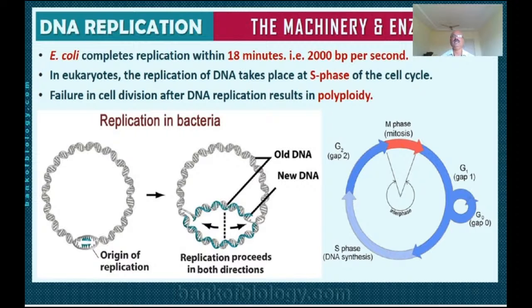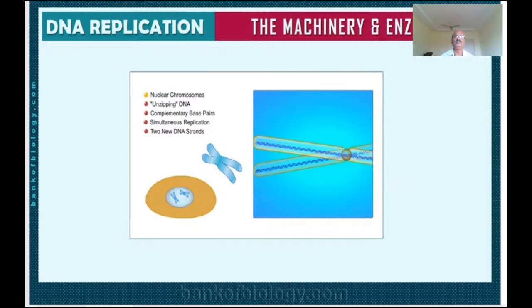Interphase means the gap between two successive cell divisions. Failure in cell division after DNA replication results in polyploidy. That means the chromosome number will be multiplied. So DNA produces DNA, and that is called DNA replication.